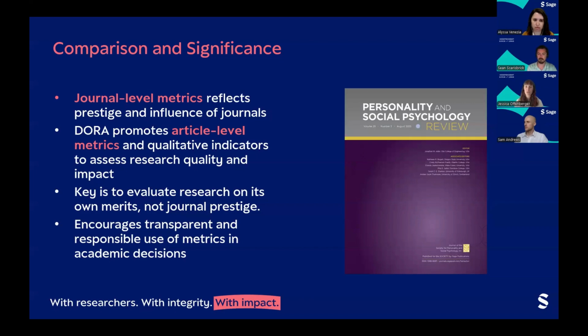In practice, DORA's principles help shift the focus from where research is published to what research actually contributes. This shift is really crucial in fostering equity in scholarly communication, supporting early career researchers, and promoting innovation across disciplines. SAGE is one of the signatories of DORA.